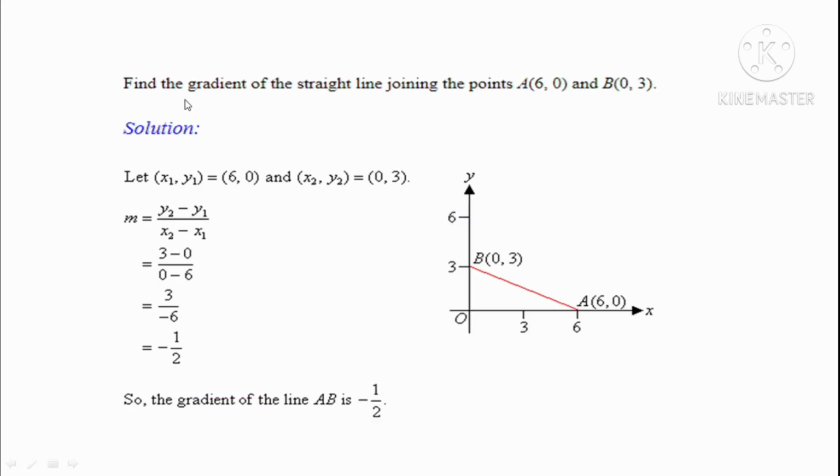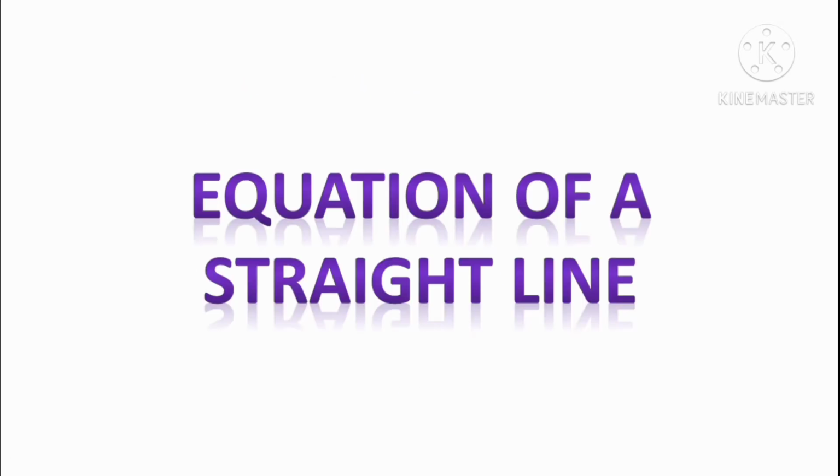So the next, find the gradient of a straight line joining the points A (6, 0) and B (0, 3). So we can use y2 minus y1 over x2 minus x1. So the gradient would be -1 over 2, as the line is going down. So the gradient of the line AB is -1 over 2.